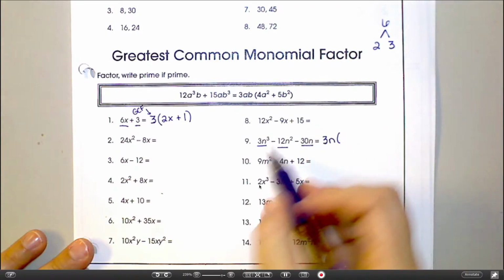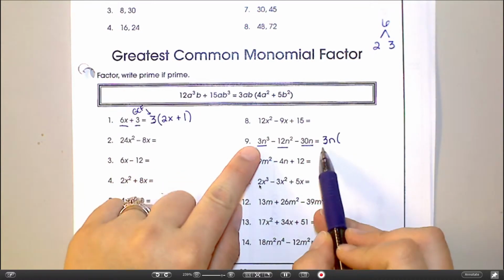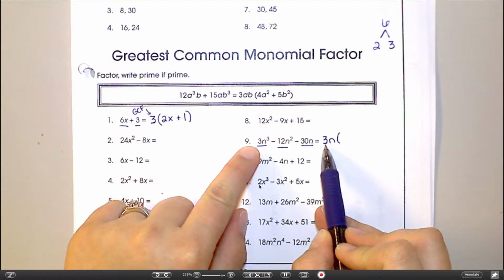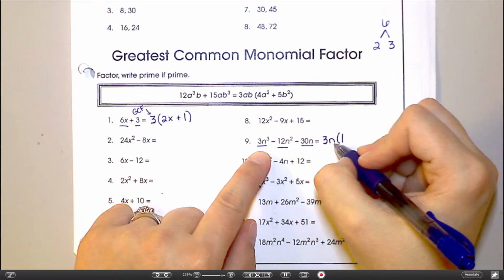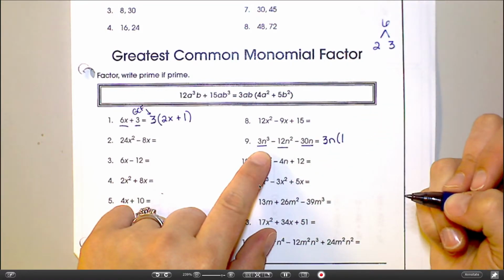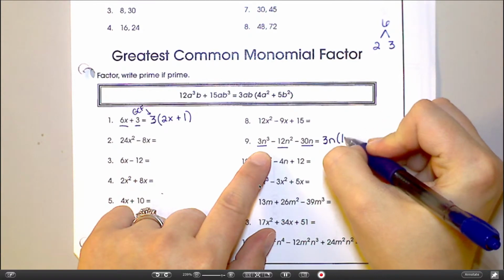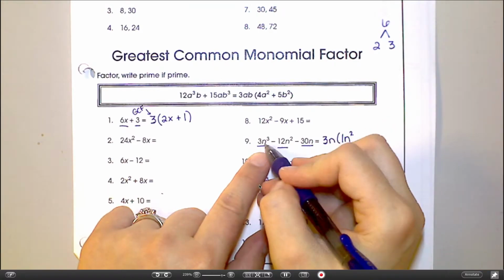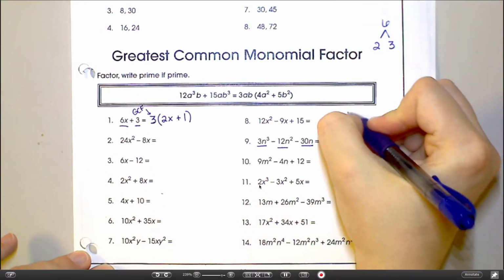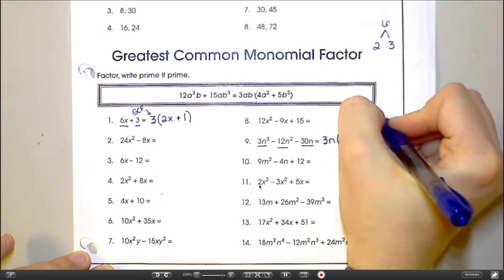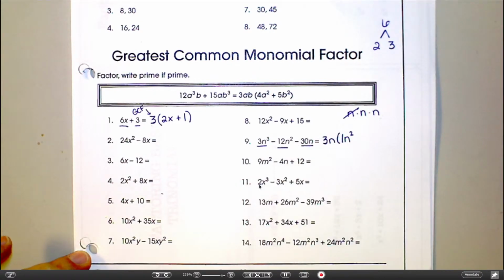Okay. So if I take 3n cubed, let's take just the 3 first. If I did 3 divided by 3, what would I be left with? 1. And n cubed, if I took out an n, what would I be left with? Okay, except I'm going to write it as n squared. N to the third is n times n times n. If I divided out one of those n's, I would be left with n squared. Okay?